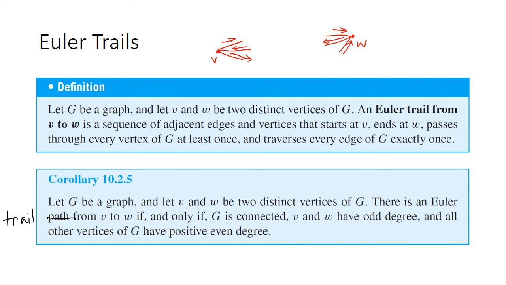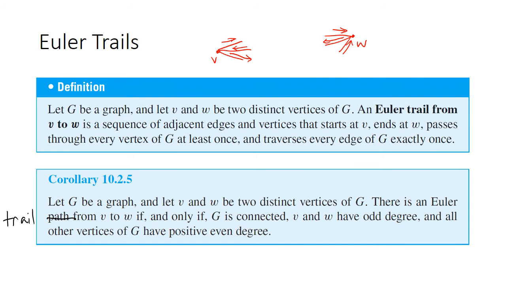Also, there was a typo in the book where the author called it an Euler path on this corollary. That is a word that exists. Some people do call them Euler paths, but I think that is actually not what she meant to say. I think she meant to say trail, since she never defined an Euler path.